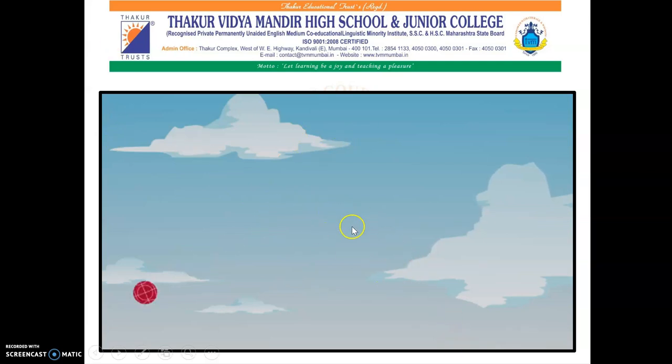And when it is falling in the downward direction, again the speed of the ball increases because of the gravitational force acting on it.